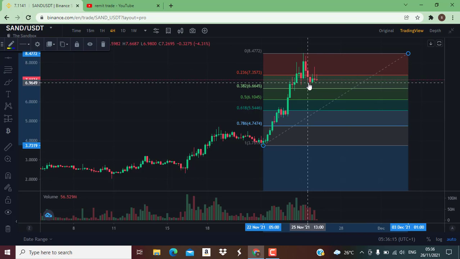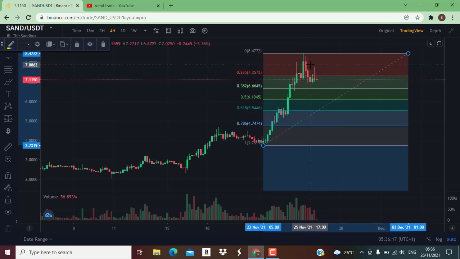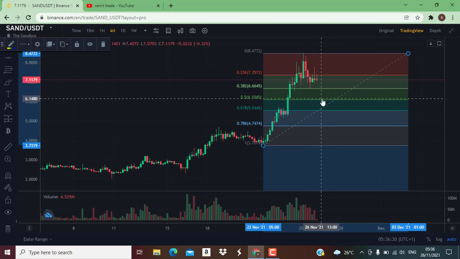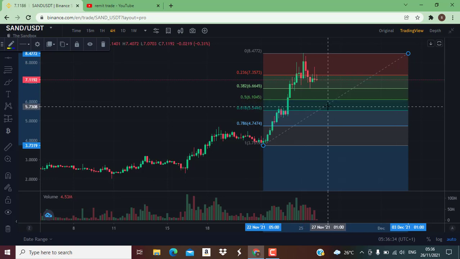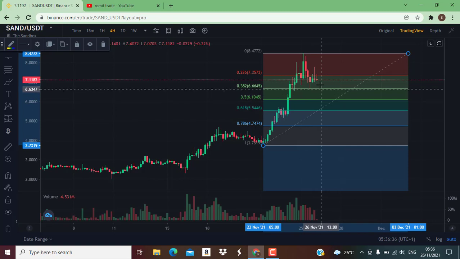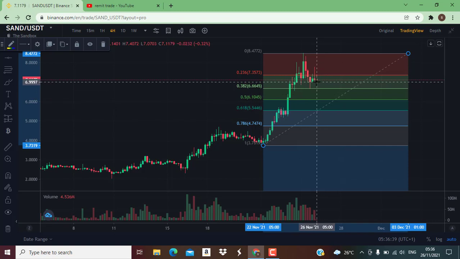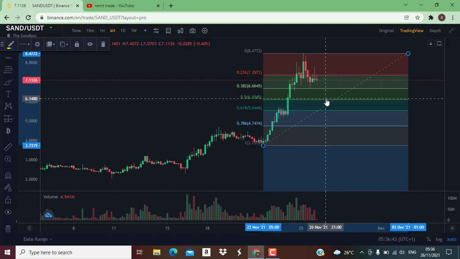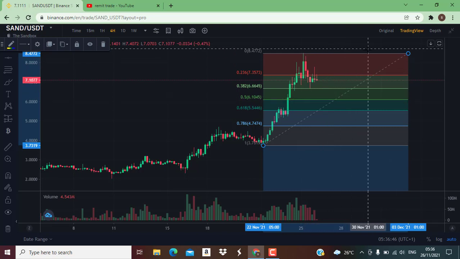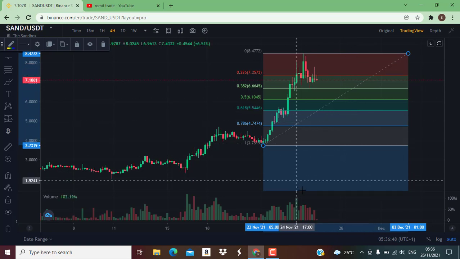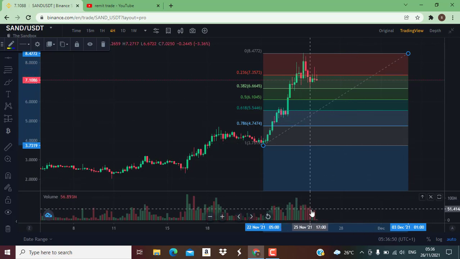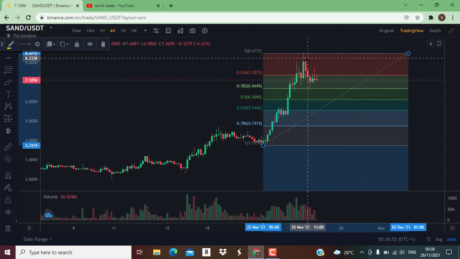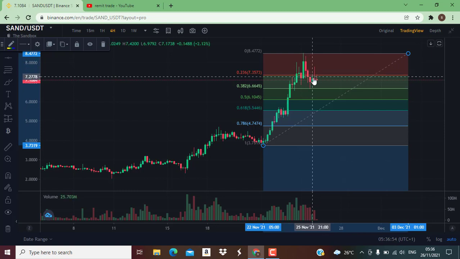But it will be nice if Sandbox can retrace back down to the 0.50 level, and the 0.618 level will be a cool area for this retracement to get to. What I am expecting right now is the market to go back to the 0.50 level of the Fibonacci before we can see the next move to the upside. If you also see the volume indicator, volume is dying down right now, which indicates that the market has potential of coming back down at the moment.